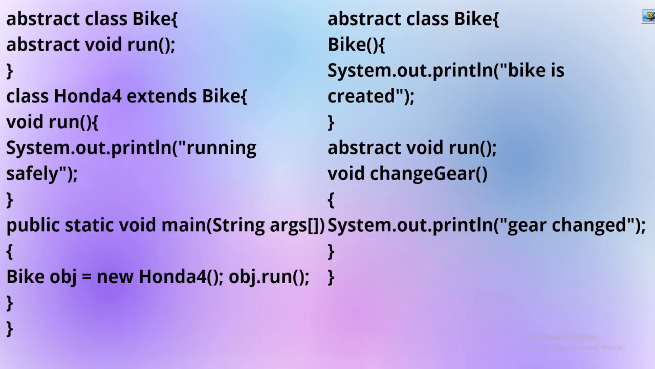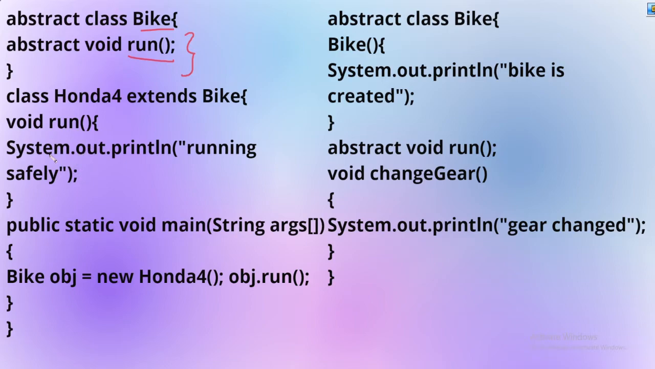Okay, now let us see an example for this abstract class and abstract method. We have abstract class Bike, abstract void run. So inside this abstract class, you have this run method. Now class Honda extends Bike. If you are extending that particular abstract class, then whatever method is there inside that abstract class, you can give a different implementation for it. Since there is no implementation here, you can give your own implementation here.